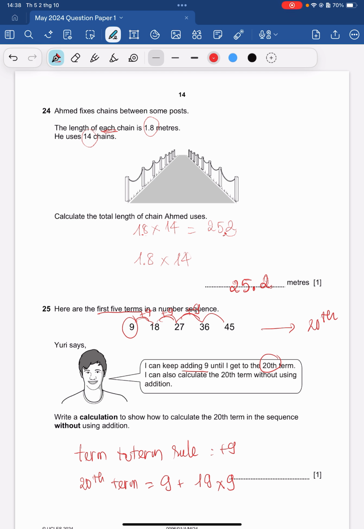Okay, that's the way for every exercise for term rule. But for this exercise, I think we have a better way. Like you can see the position to term rule, right? This one has a position to term rule. It's times 9, right? So we just do one calculation, like 20 times 9. Okay, got another way.